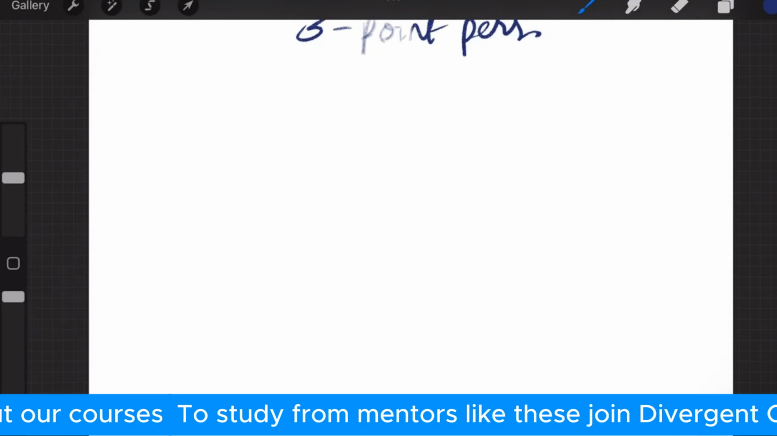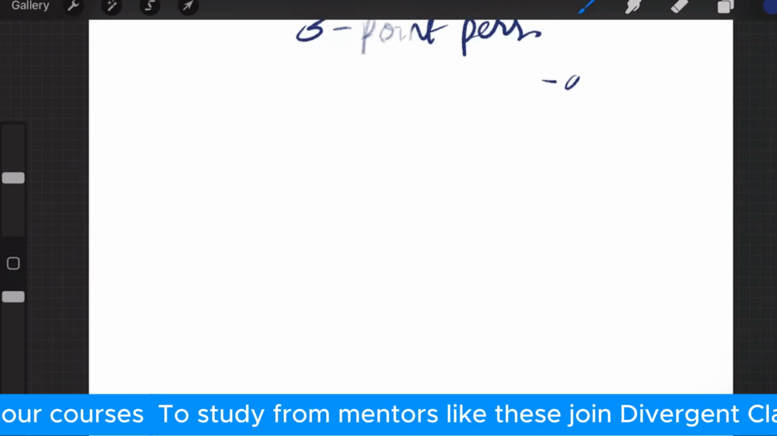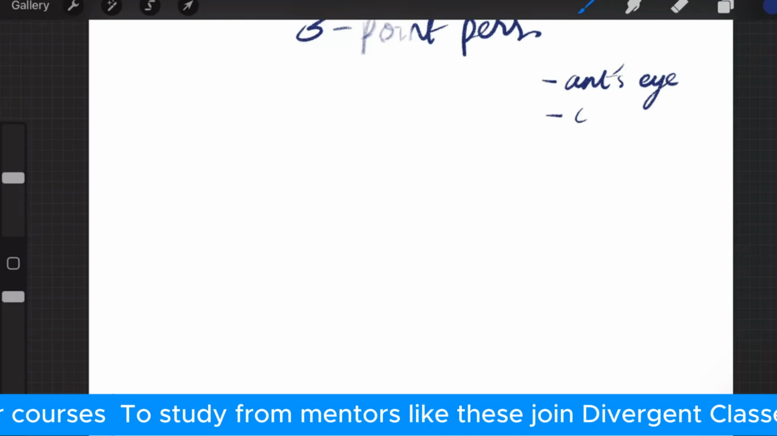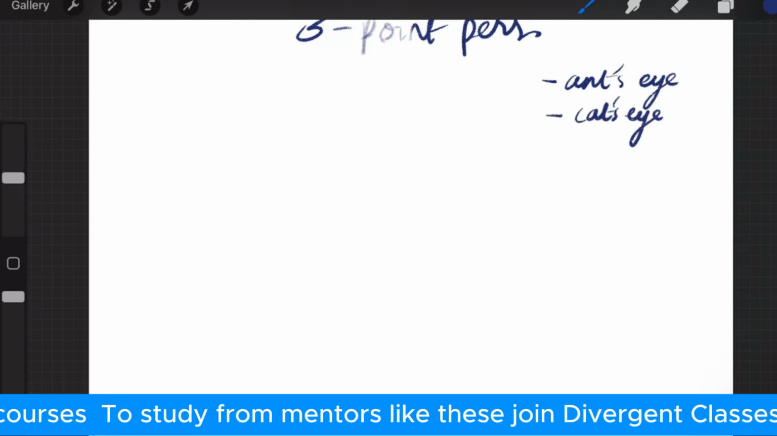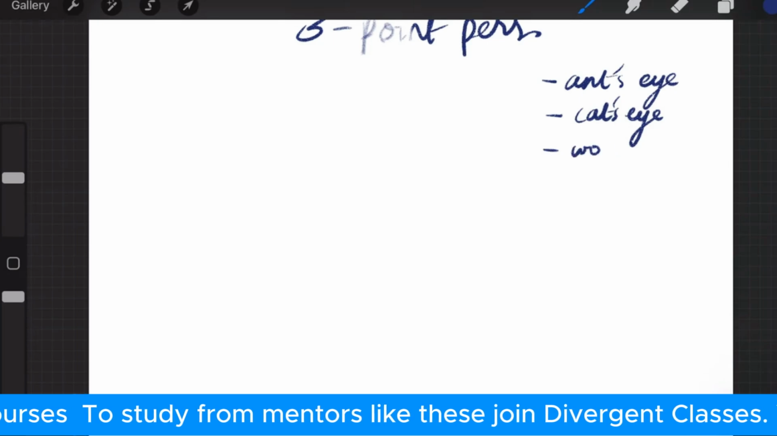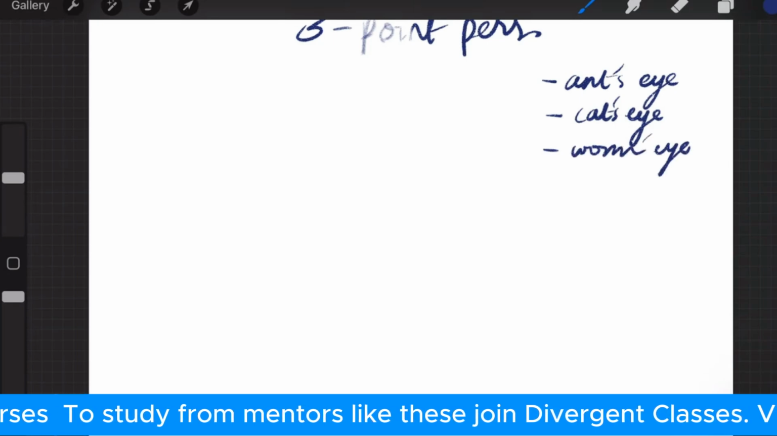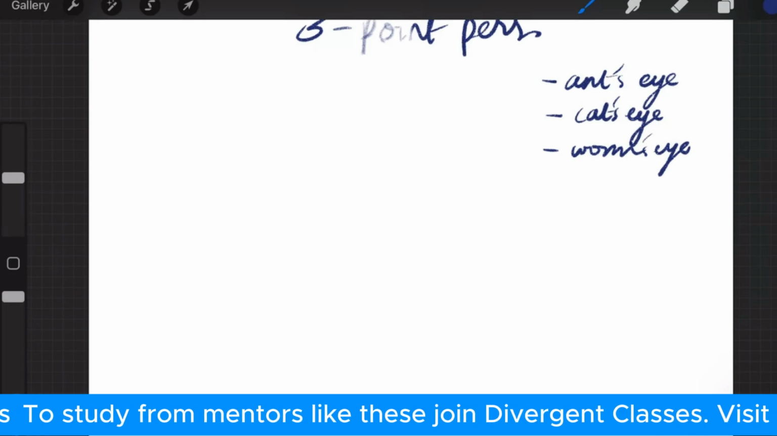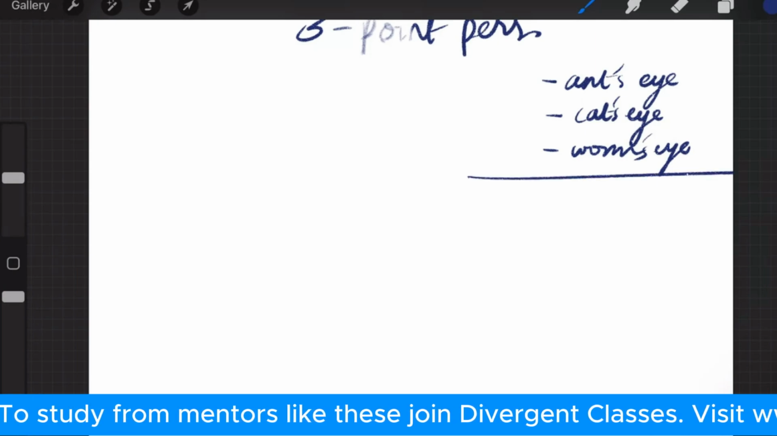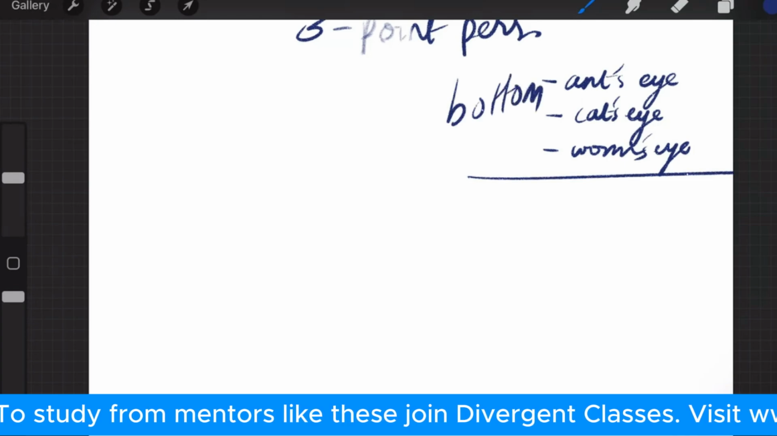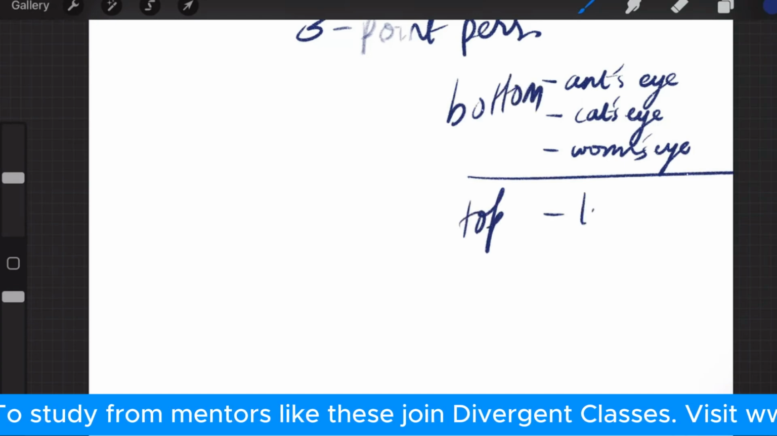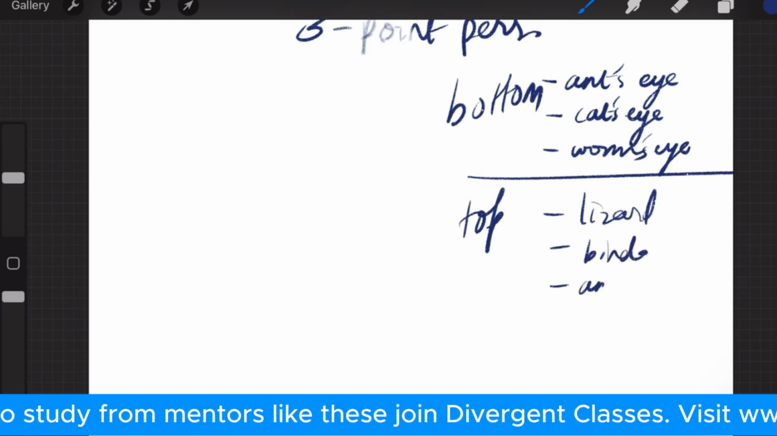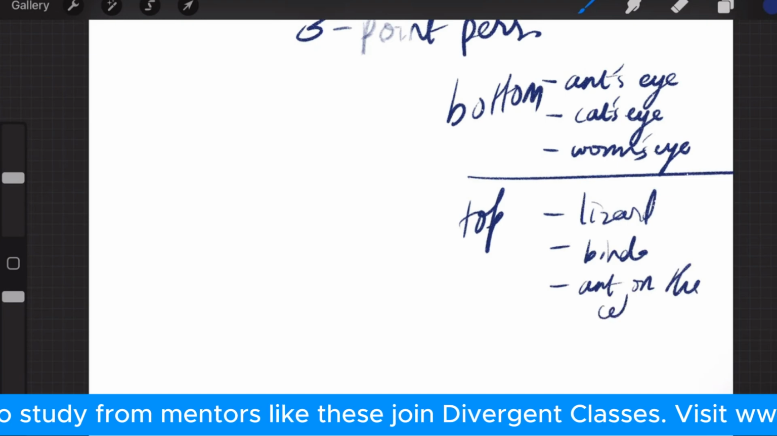Three-point perspective, what do you understand? Usually they use terms like "bird's eye view" or "cat's eye view," anything, worm even. They use all kinds of beautiful words to describe three-point perspective. Even, so these are from the bottom, right? From the top, they use stuff like lizard, maybe bird, maybe an ant on the ceiling, like all very creative they get, right?